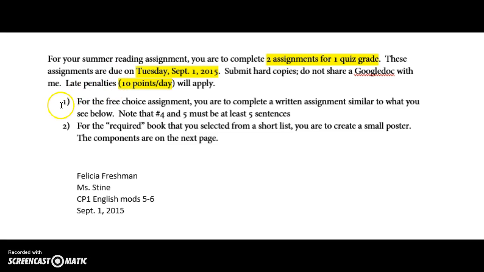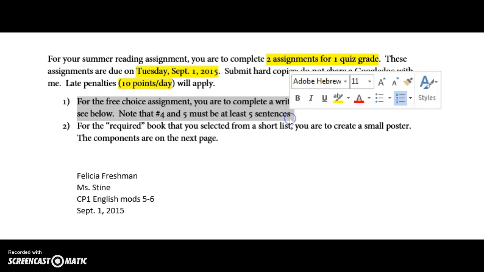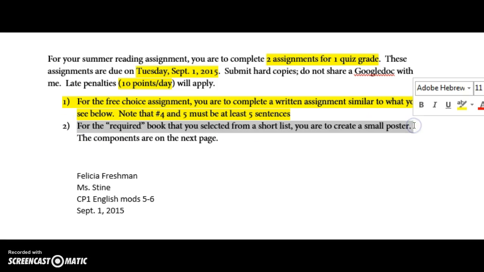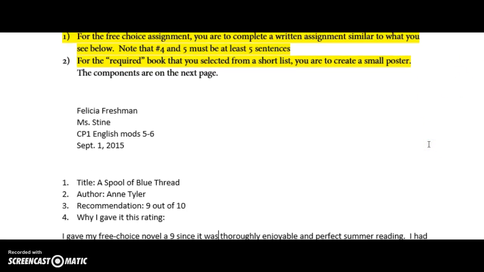So let's go over these things. The first one that I'm going to highlight right now is that written assignment. It should be on the free choice, in which you had pretty much open ideas on any kind of book that you wanted to read, as long as it's on grade level. And the second thing is what I'm going to call the required book, and the required book was from a short list of about 15 titles that you had to select from. So we're going to look at the first one right now, and it's down here.